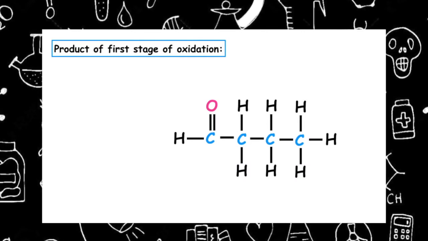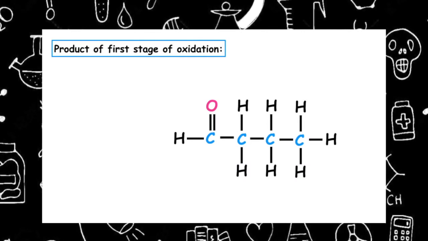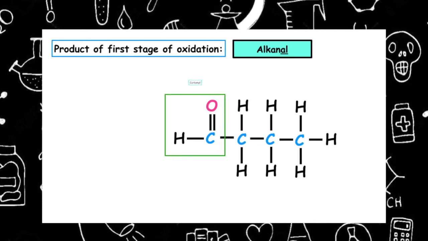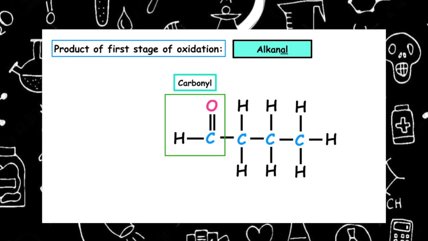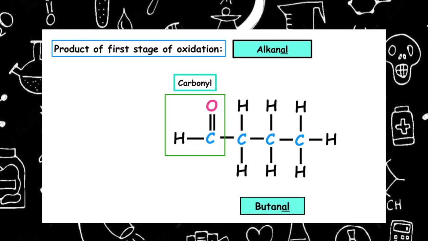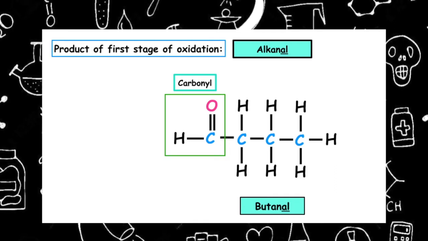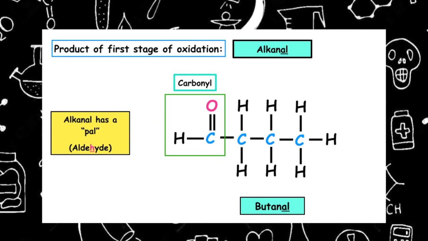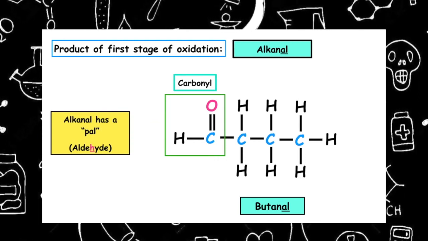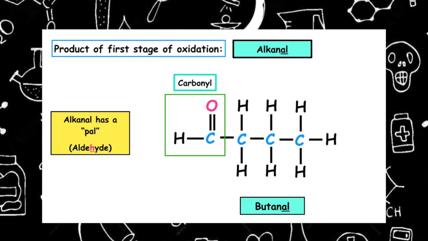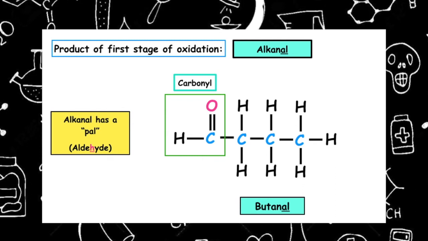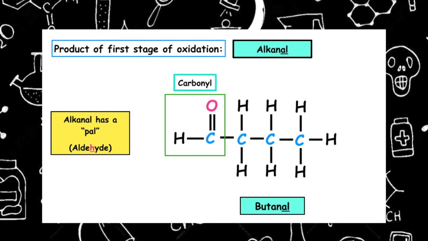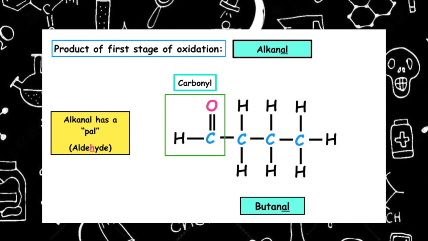Primary alcohols undergo the first stage of oxidation to form the family, the alkanals. This forms a carbonyl functional group. The name of this product would be known as butanal. The way to remember the name of the family is with the little rhyme, alkanal has a pal, meaning that the carbon to oxygen double bond has a hydrogen directly attached. The old chemical name for alkanals is aldehydes, and the way that I remember that is that it's got the letter H in its name, and you would always play hide and seek with your pal.